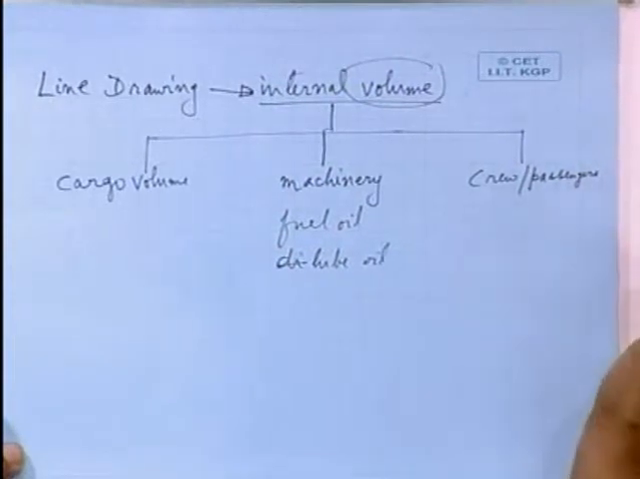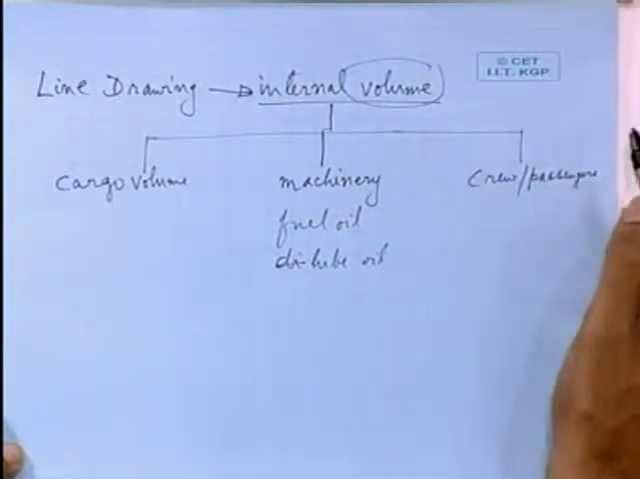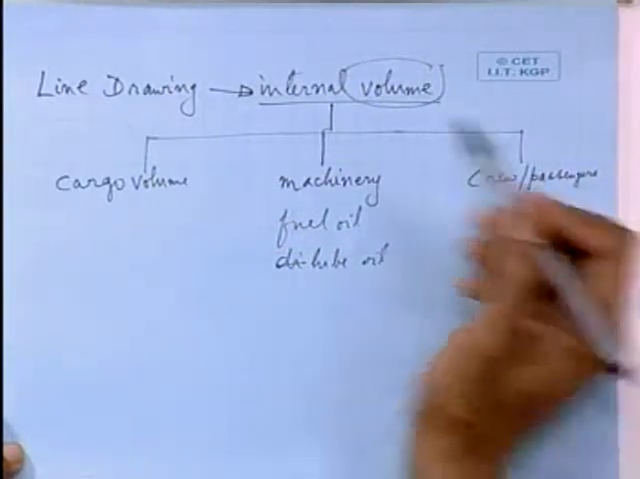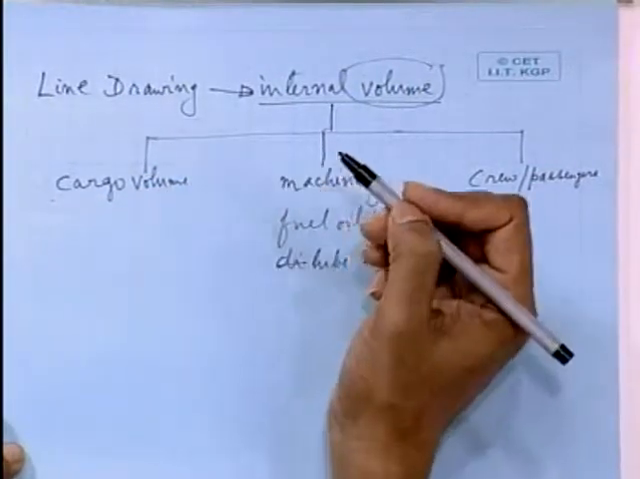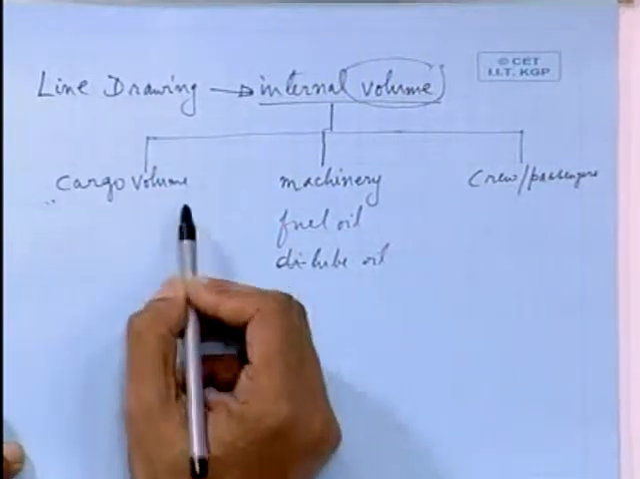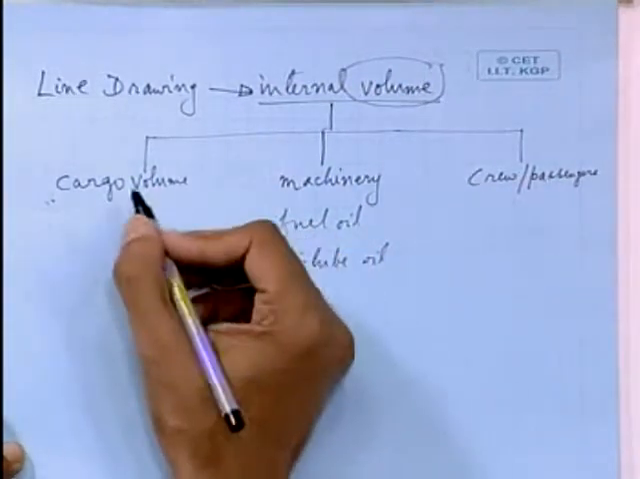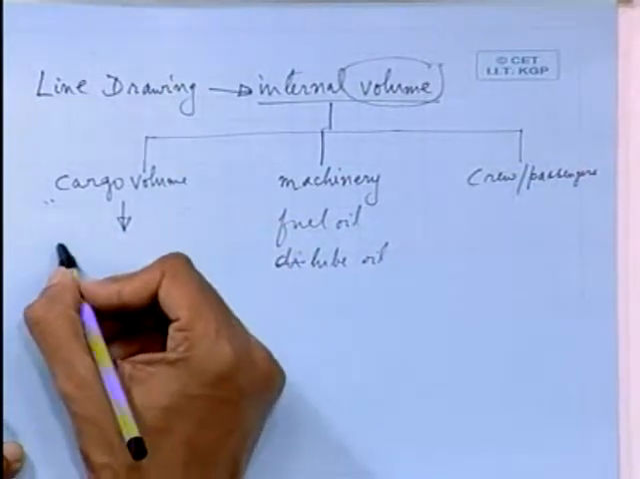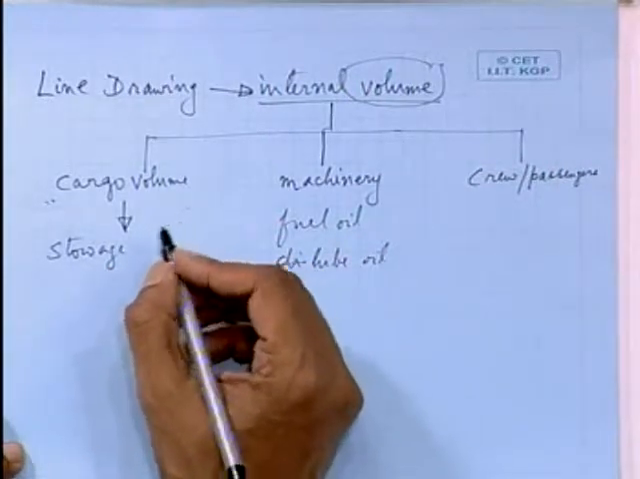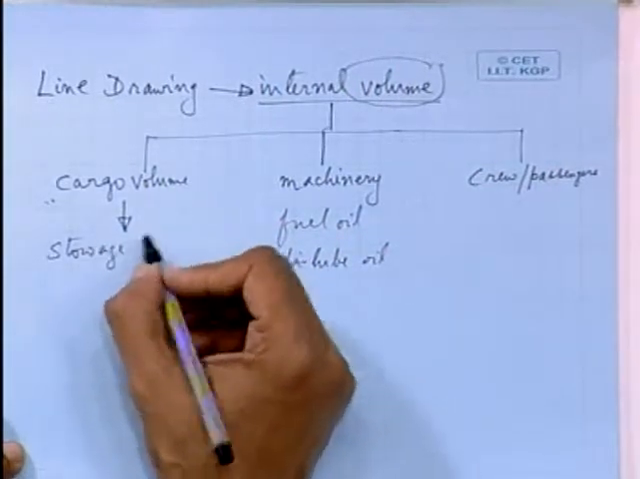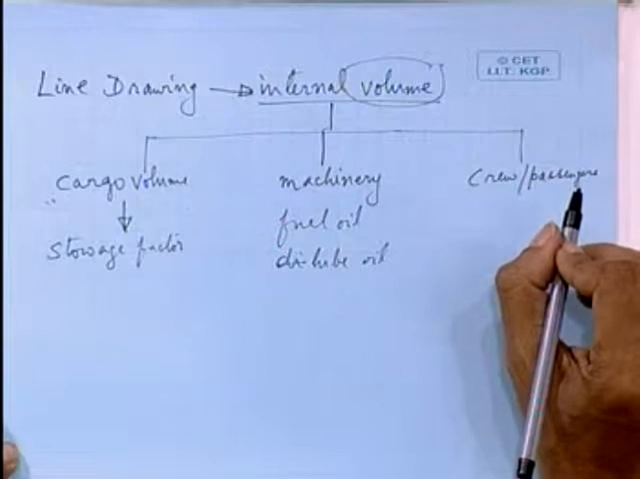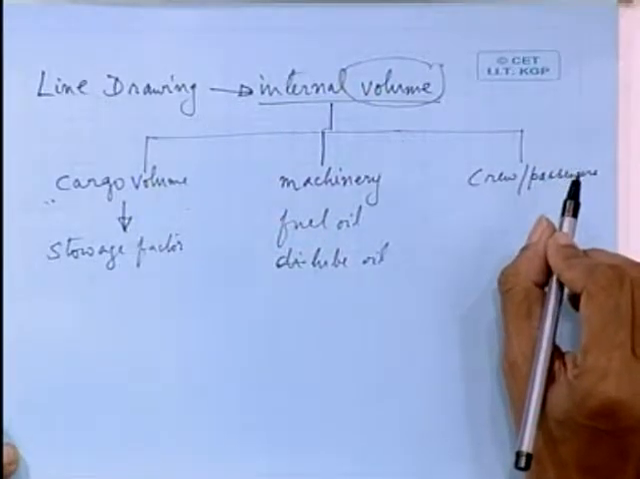So before the ship is designed, one has to calculate this internal volume. That means from the owner's specification, the cargo is given in terms of stowage factor. This cargo volume we can calculate from a stowage factor, which tells you the amount of volume occupied by a specific weight of cargo. So that is called a stowage factor. So from that, the naval architect or the designer calculates the cargo volume.